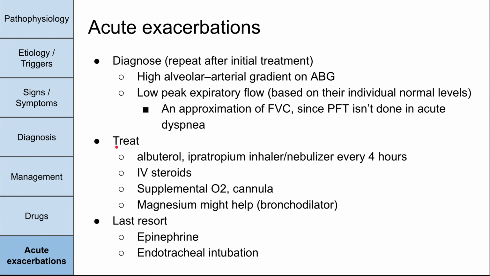The treatment for acute exacerbations of asthma include albuterol, ipratropium. This is an inhaler or a nebulizer, and you can do that every 4 hours. You can give them IV steroids. Hopefully this will be a short course, again, because we talked about those side effects, but if it's an acute exacerbation, you really want to take care of it. You can give them supplemental O2 as a cannula straight to their nose, and magnesium has been shown to help.